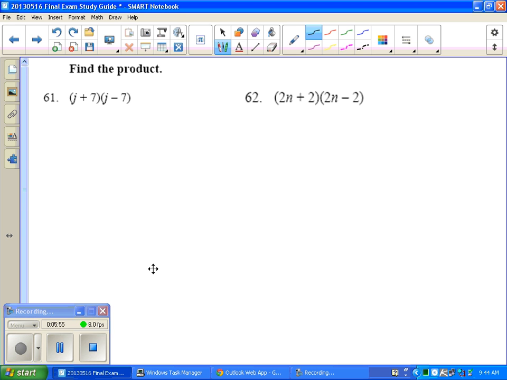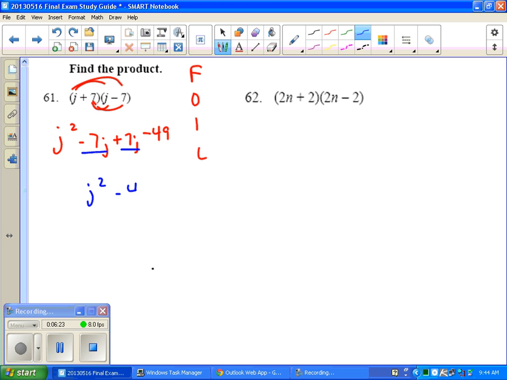Okay, for number 61, it says find the product, FOIL. That's all you're doing. You have two binomials, FOIL it, F-O-I-L. Follow that as your method. First terms, j times j is j squared. Outer terms, j times negative 7 is negative 7j. Inner terms, 7 times j is plus 7j. And last term, 7 times 7 is minus 49. J squared, you can put negative 7j and positive 7j together and they cancel each other out and it just says j squared minus 49.